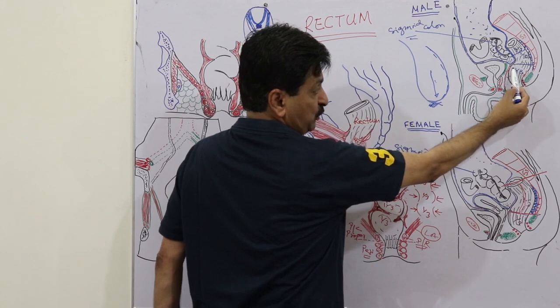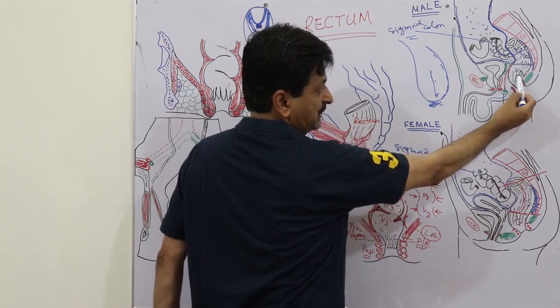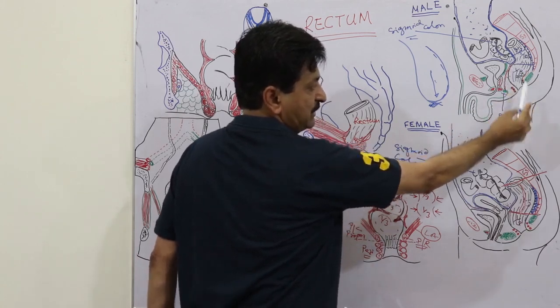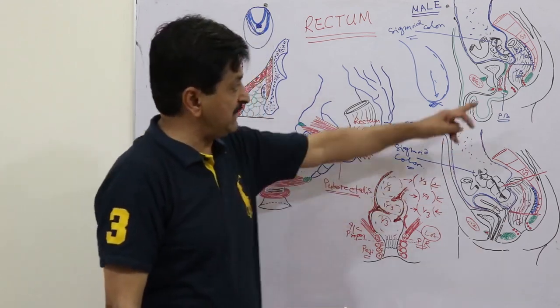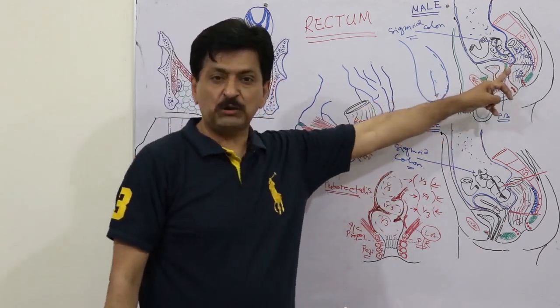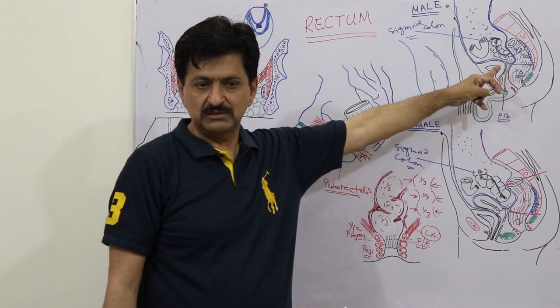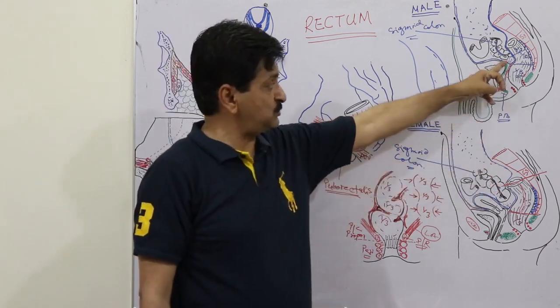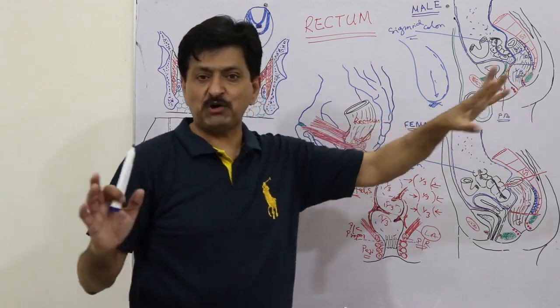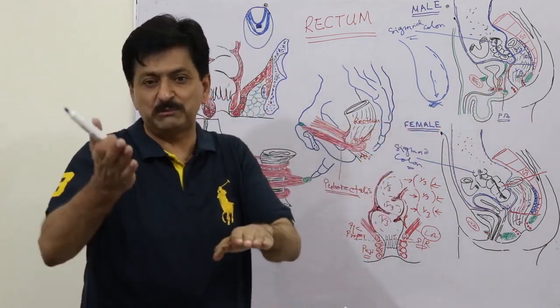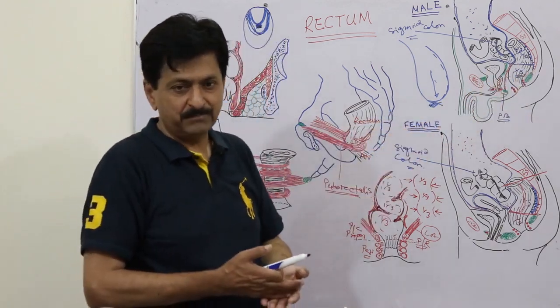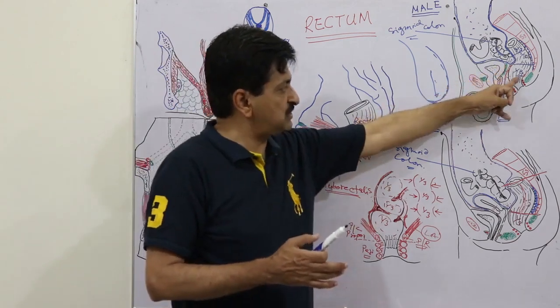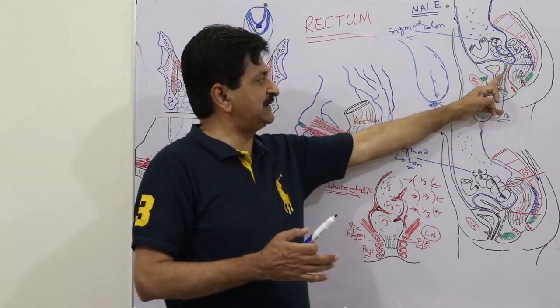But below, in the lower part, I say lower 1/3, anteriorly the upper 2/3 are related to the peritoneal pouches: the rectovesical pouch, and in the case of female it is the POD. But the lower 1/3 is devoid of peritoneum, because the peritoneum is no longer there, so the pouch is not there.